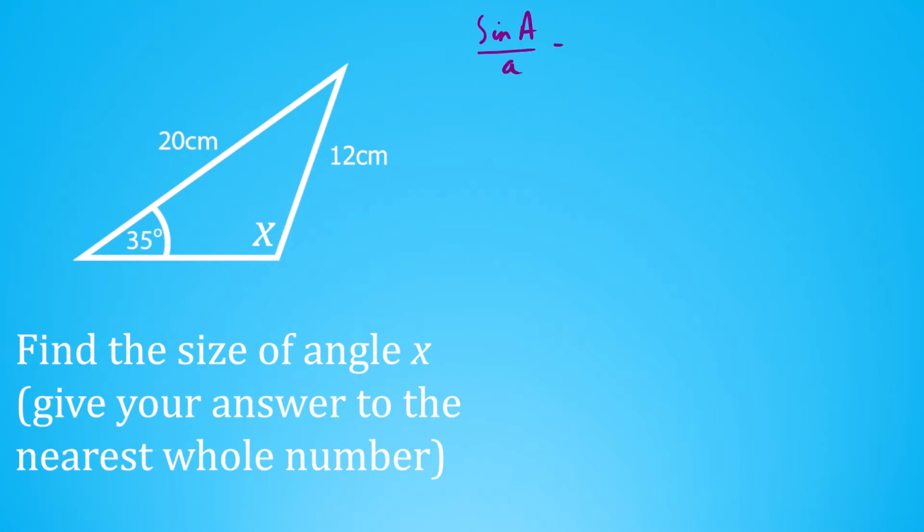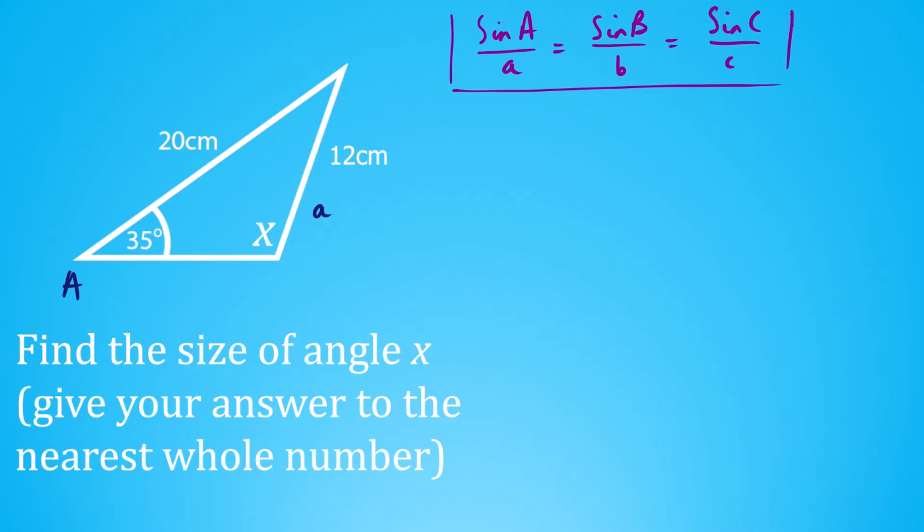So we've got sine A over A is equal to sine B over B, which is also equal to sine C over C. So if we label up our triangle, I'll put the A there on the 35 degrees. So that's capital A, and then the lowercase a is going to be the length opposite that, the 12 centimeters. And then I will make the unknown angle, the x, capital B, the big B, and so the 20 centimeter length is going to be lowercase b. If we just input those numbers into the sine rule, we get sine 35 over 12 is equal to sine x over 20. We just need to do a little bit of rearranging now.